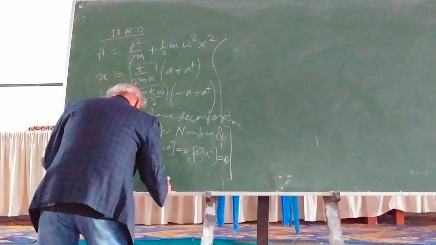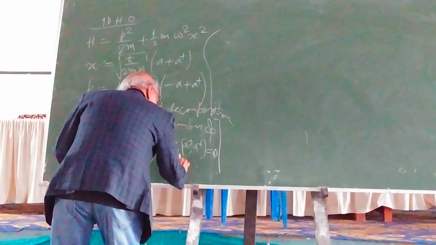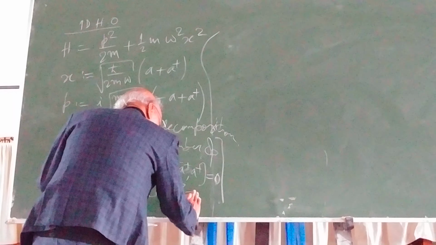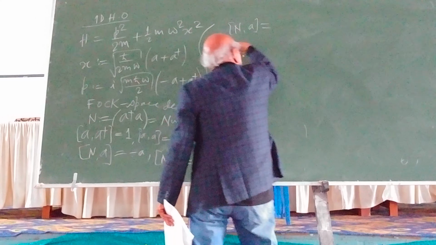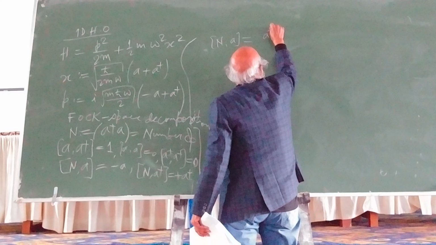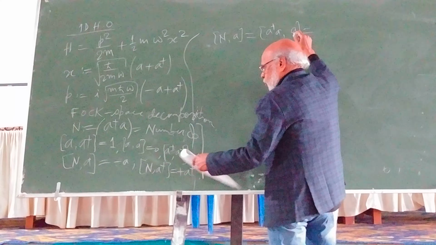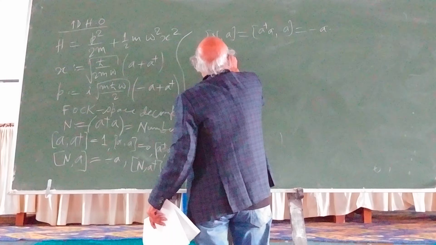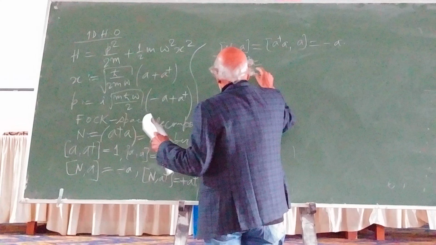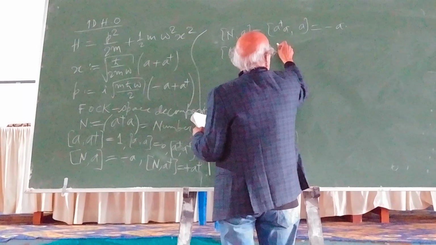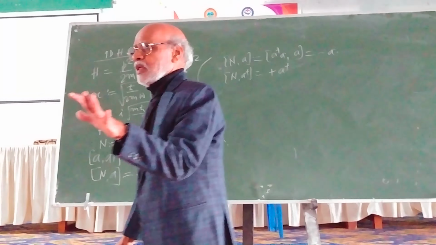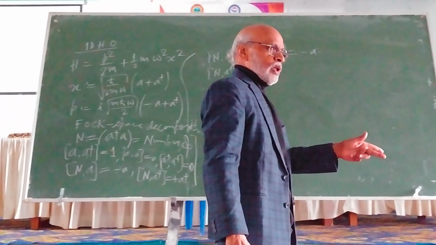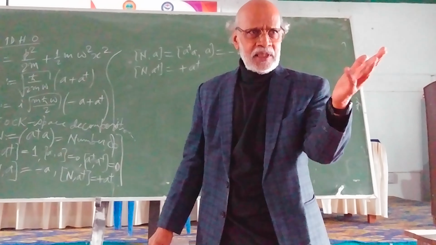[N, A] is minus A, and [N, A dagger] is equal to plus A dagger. If you like, now I can write it here, and you can derive it, because this is A dagger A, and with A, this will come out to be the same, minus A, and [N, A dagger] would be plus A dagger. Dagger is a standard notation in quantum mechanics, which always stands for two things, complex conjugation and transposition. Okay? For anything.